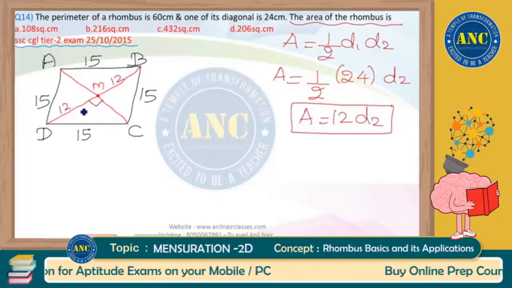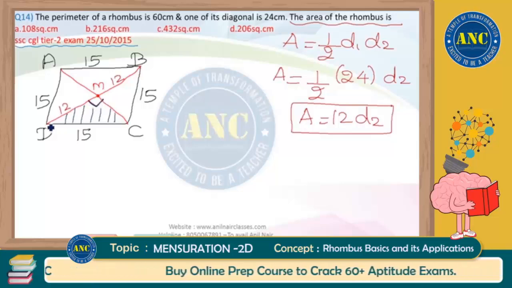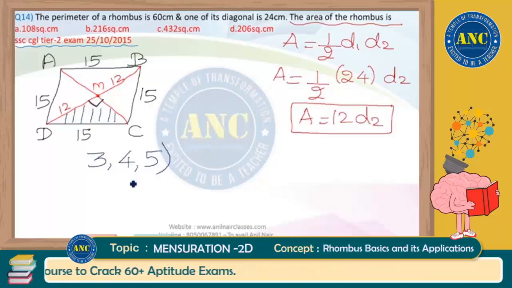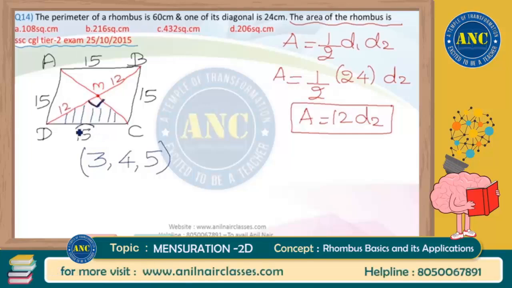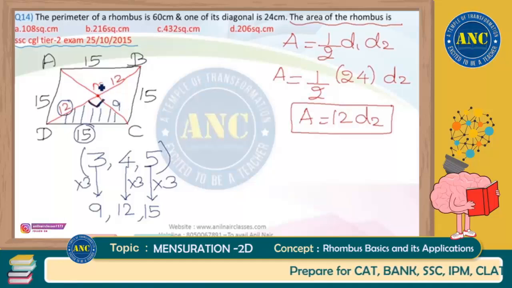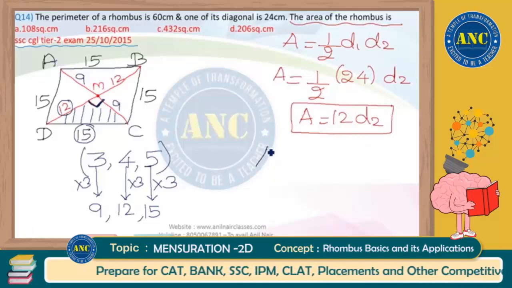If I take this bottom right angle triangle, DMC is a right angle triangle. The basic Pythagorean triplet is 3 4 5. Now of the sides, opposite to 90 degrees it is 15. Opposite to 90 here is 5. 5 should become 15, multiply by 3. 4 into 3 is 12, that is this particular side. 3 into 3 is 9, that should be the value of MC. If the MC value is 9, the MA value will also be 9. Totally the AC value will be 9 plus 9, 18.